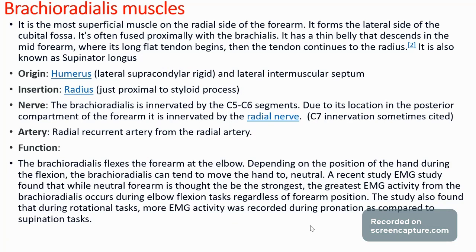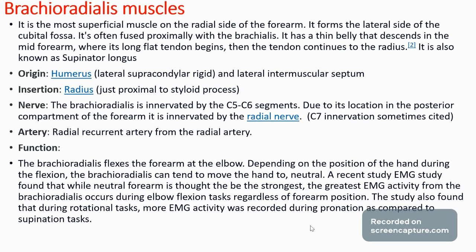The next muscle of the forelimb is the brachioradialis muscle. It is the most superficial muscle on the radial side of the forearm. It forms the lateral side of the cubital fossa. It's often fused proximally with the brachialis.